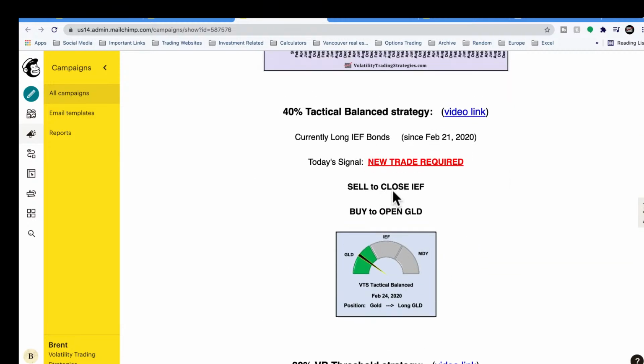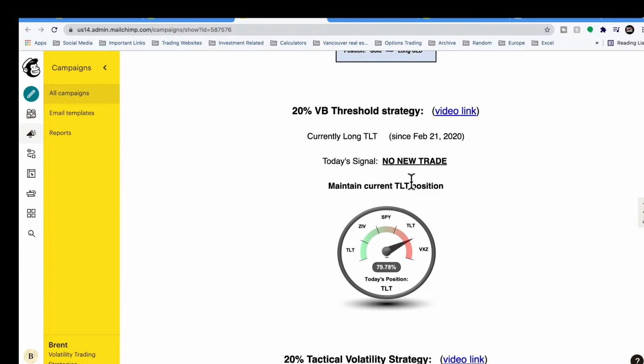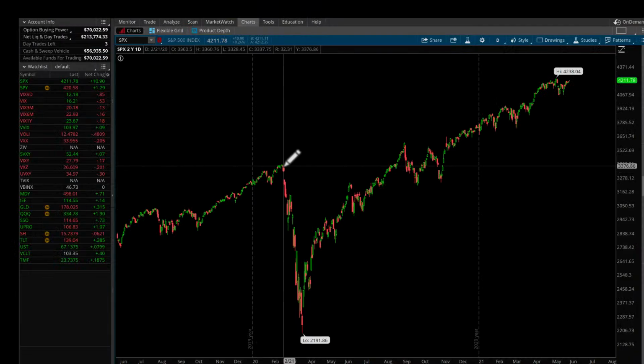Well, I was already in bonds the day before, and I moved outright gold, right? VB threshold was already in bonds from the February 21st, the day before. Our short vol strategy was already in cash from previous. So actually, we exited right here. We didn't suffer a single percent drawdown in the COVID crash.